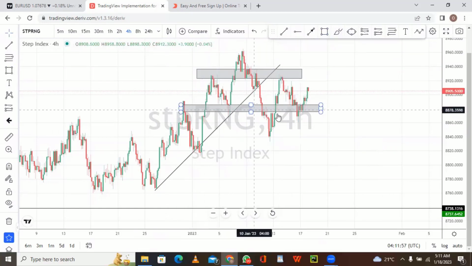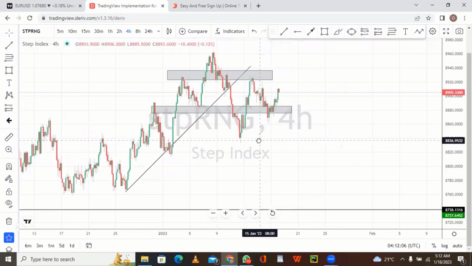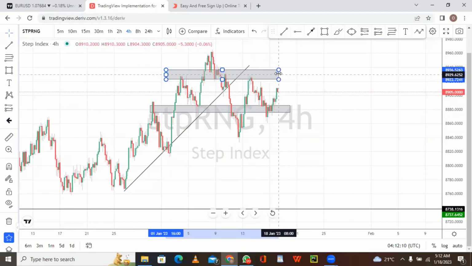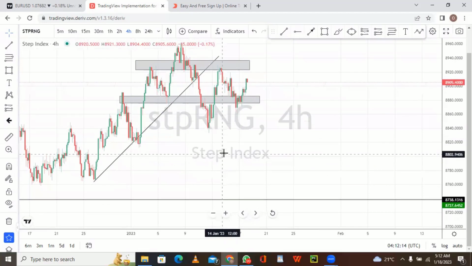Okay. Now, what you see is that the market failed to retest at this point. Rather, it went back to retest the upper structure. So it's important to pay attention to those structural levels. All right. You have to mark them out. You don't have to focus your attention on one of them.